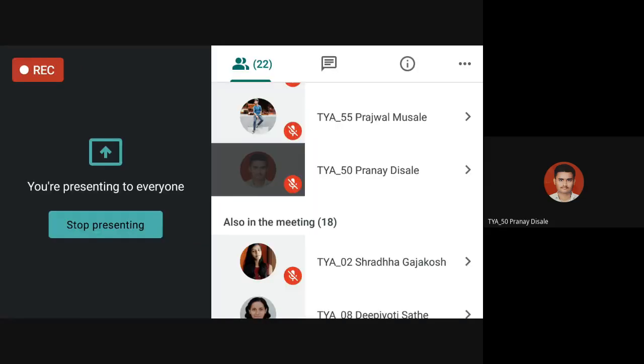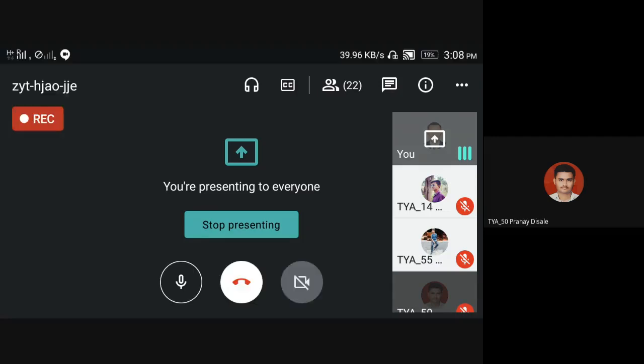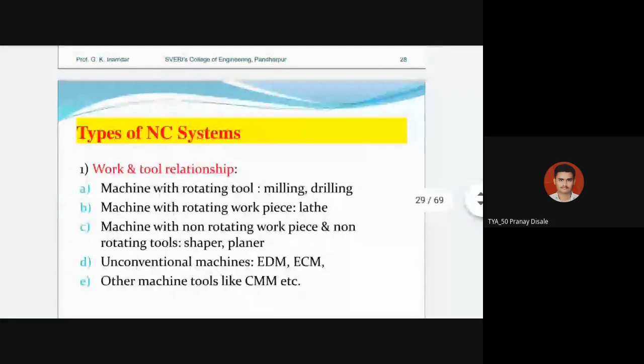Next point is the types of NC system. Only 20 minutes are remaining, so we will take the overview only today and finish the types in the next lecture. From a very long time we are studying theory. The types of NC system are according to the work and tool relationship.